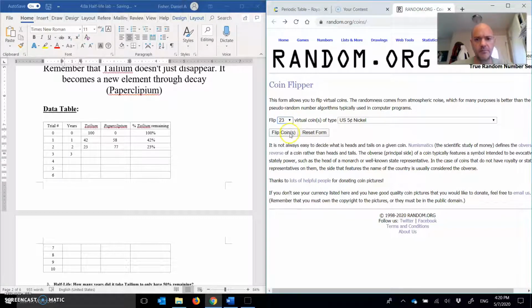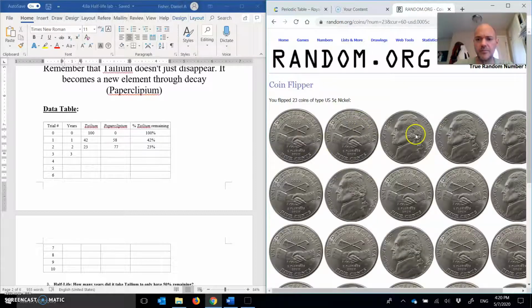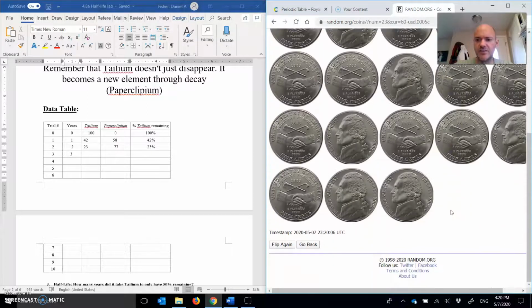All right, I'm going to flip them. 1, 2, 3, 4, 5, 6, 7, 8, 9, 10. All right, so I have 10 more. So now I go to 87 of these, and 13 of these, and 13%.